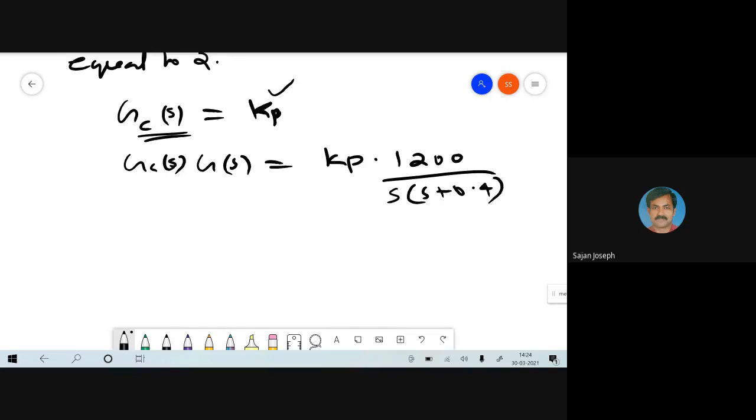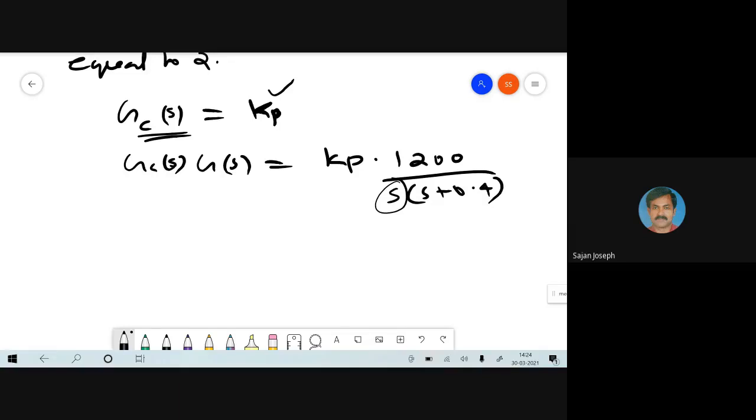Type 2, sir. Type 2, how? Tell me how it is a type 2. s is raised to what power? 1, sir. Type 1, sir. It is still type 1. Okay, after adding the proportional controller, the type still remains 1.